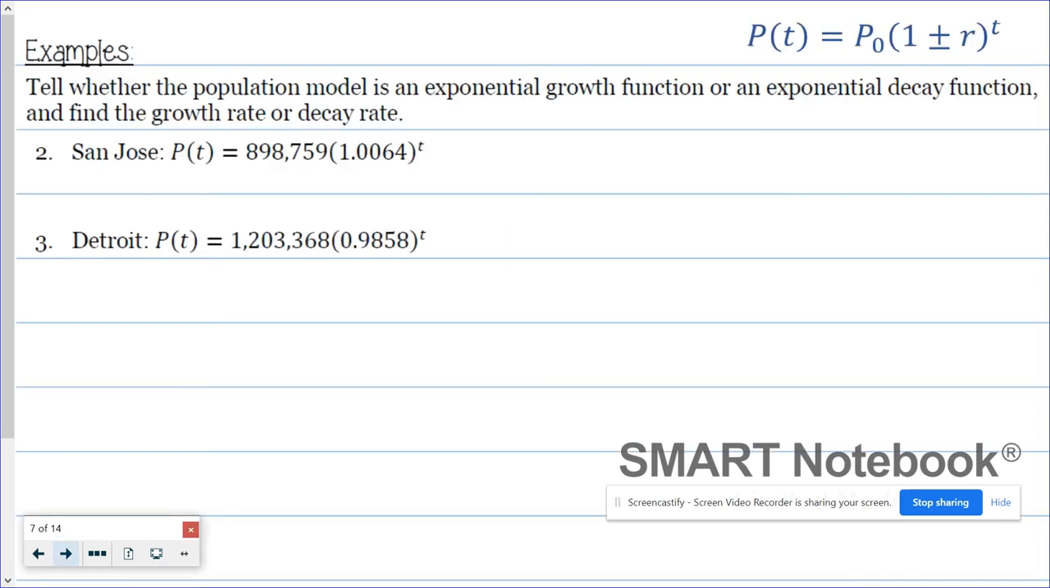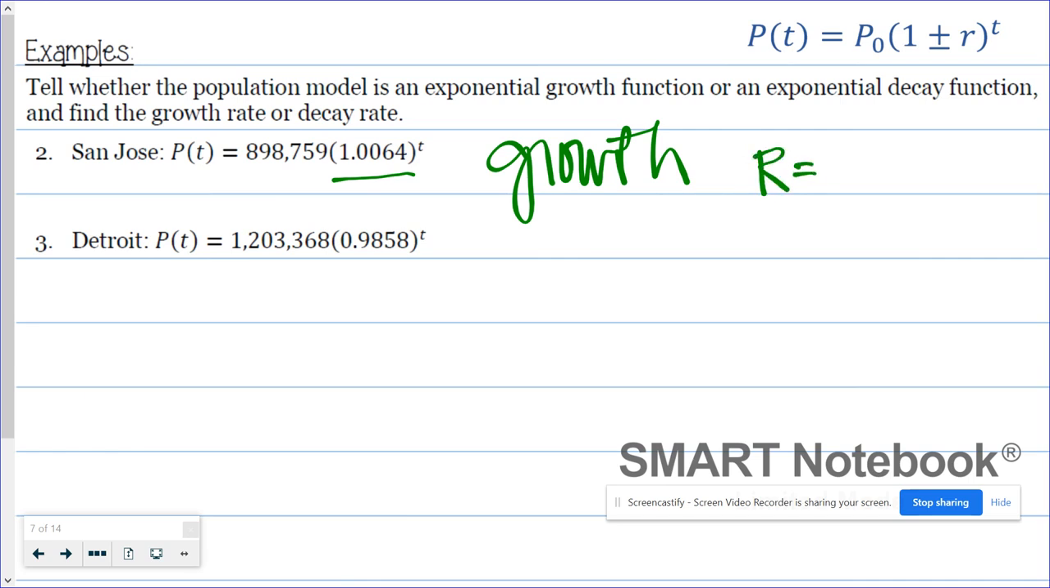So now let's analyze some exponential functions. In these two problems, we tell whether the population models exponential growth or exponential decay, then find the growth rate or decay rate. So what do we think about San Jose, that has a population of 898,759 times 1.0064 to the t power? My base is telling me that this is growth because it's bigger than 1. To get the rate, I'm going to go base minus 1 times 100%. If I go that number minus 1 times 100%, I'm going to end up with 0.64% as my growth rate.